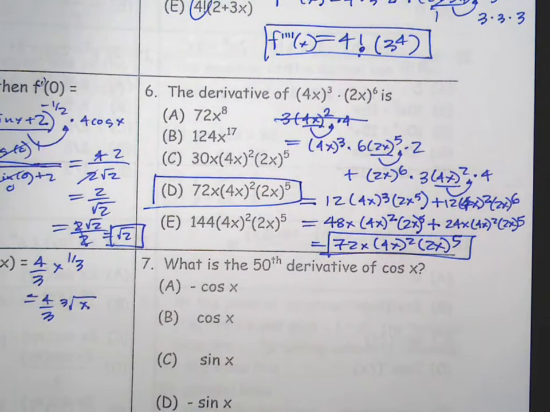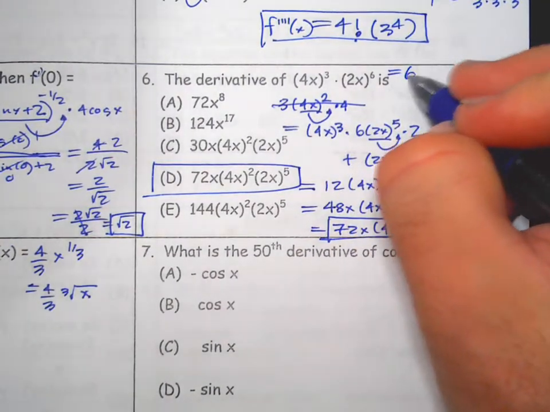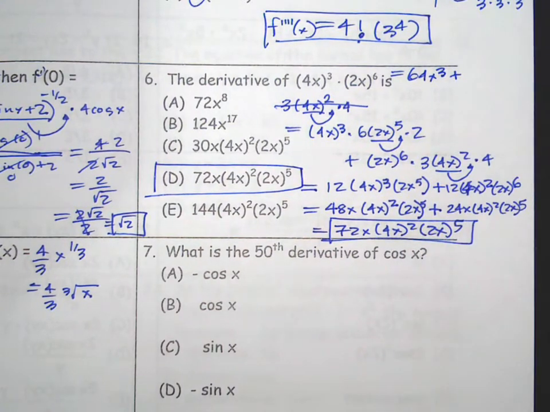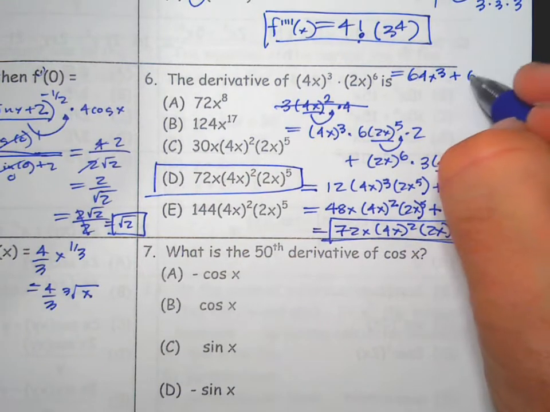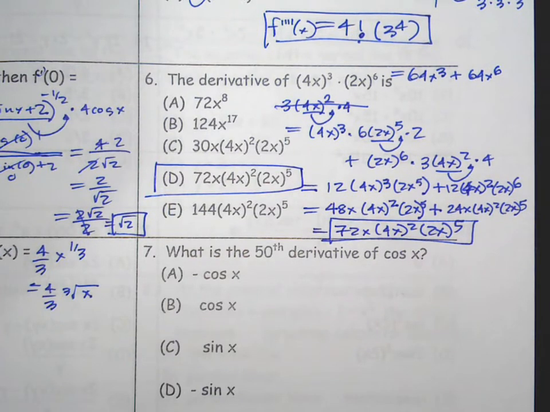Calculus wasn't that bad. I mean, if I were to do this by calculus, I probably would have changed this to 64x cubed plus, what's 2 to the 6th? Third is 8, fourth is 16, fifth is 32, sixth is 64, so 64x to the 6th. And then I would have just taken the derivative of that. It would have been super easy.